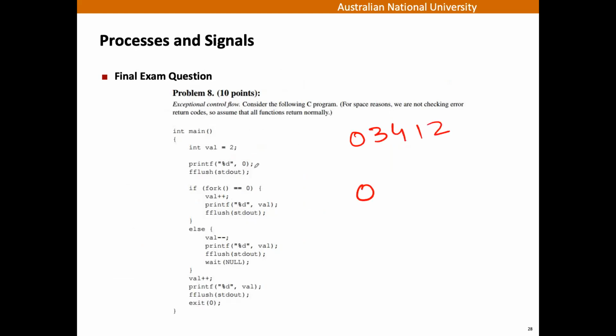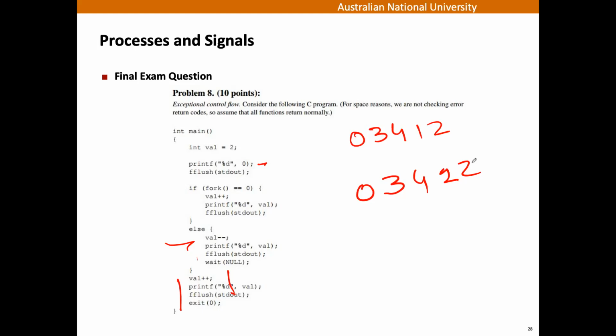So 0, this, 3, child. Child goes ahead and finishes. Parent does something, and then because the child is done, it goes here, and so that's possible. Okay, so that's not hard.